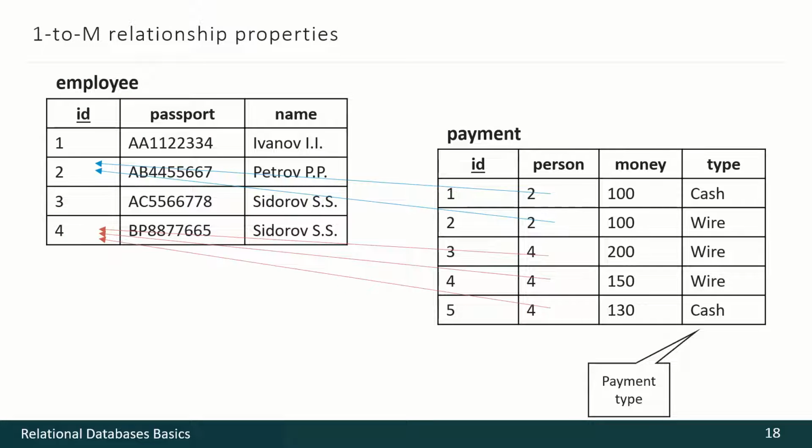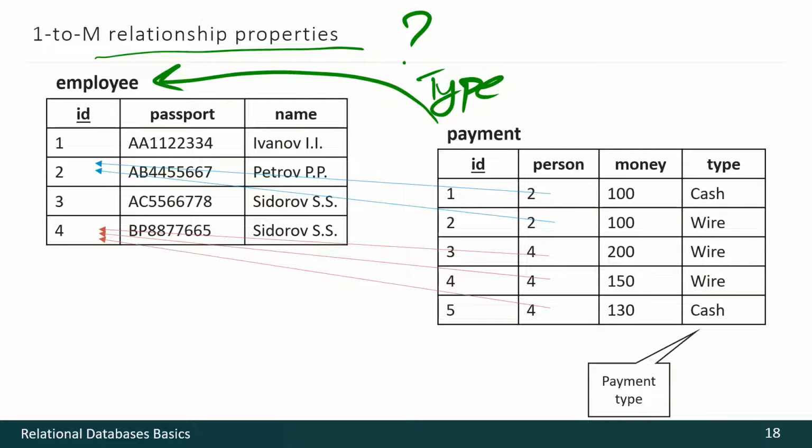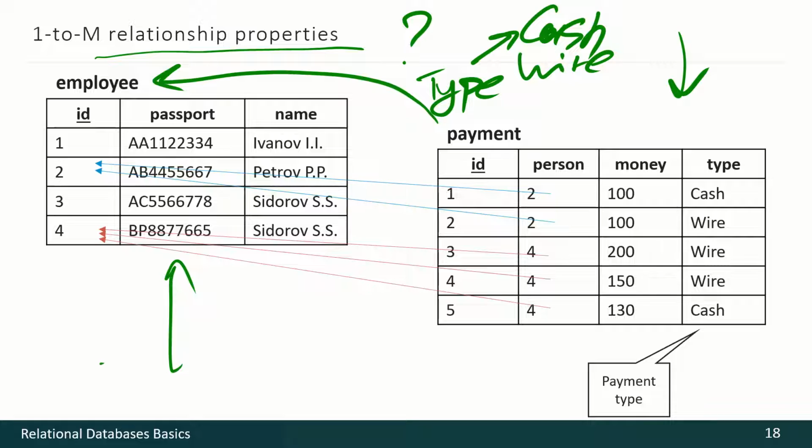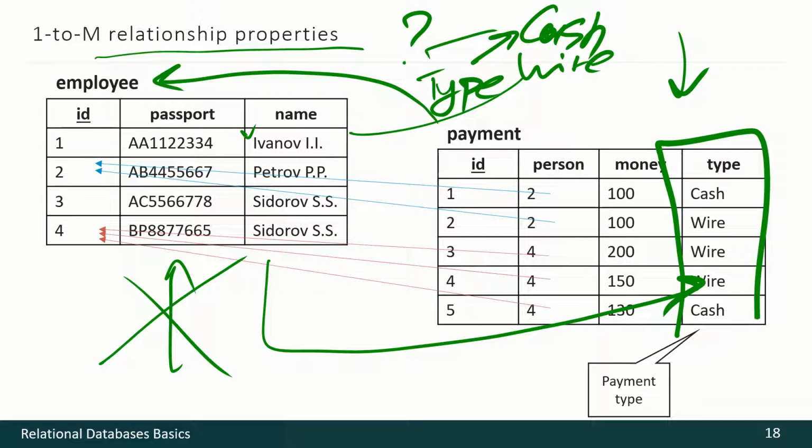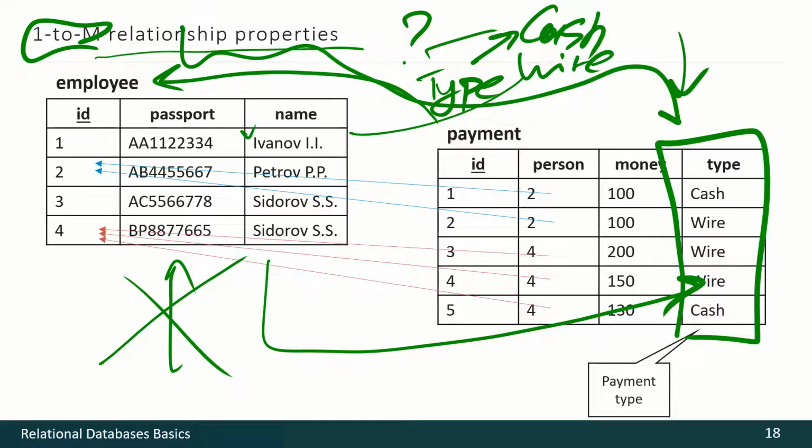The next thing to discuss is relationship properties. What if we have to not only show that a payment belongs to an employee, but we have to show a payment type, like, for instance, cash or wire? Here's the example. We cannot put this information here, because otherwise every payment for an employee should be either cash or wire. So the only place we can put this information is here. That shows us that in a one-to-many relationship, its property is always stored in the child relation.